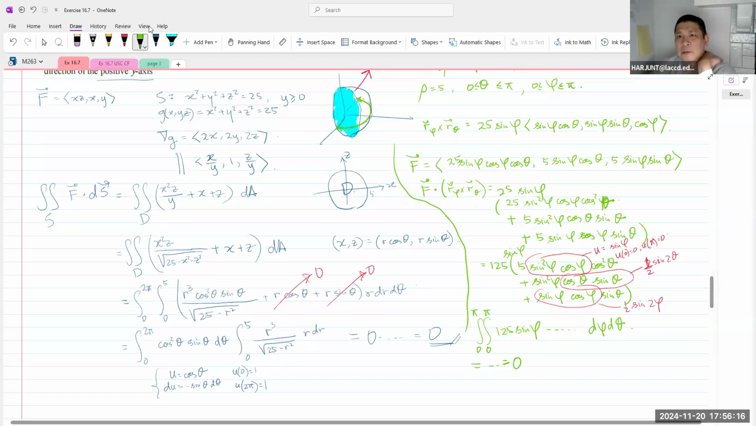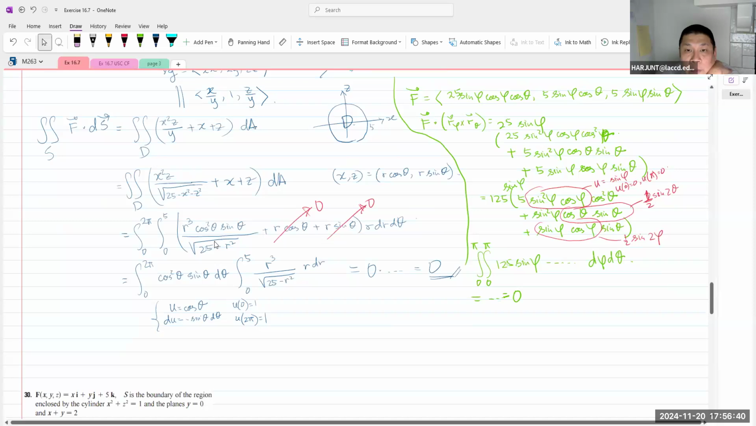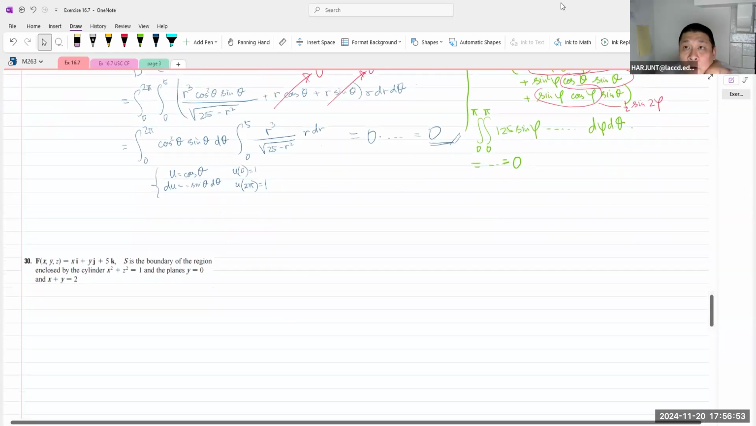Okay, I still prefer the first method. I still prefer the one I did in blue, because I basically take advantage of the fact that I can do the gradient, and then I get the gradient of g. Because it is positively oriented, positive y-axis, I make the y component positive 1. Then I do the dot product and integrate from there, and this way I can maintain my domain to be that D here, the disk with radius 5. That's the one I like. Okay, let's go on.